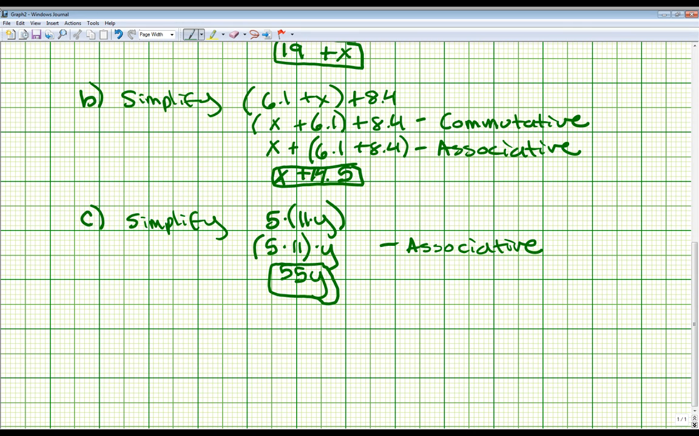And then on your own number 3, we would be using the associative property as well, and our simplified version would be 20n, or 20 times n.